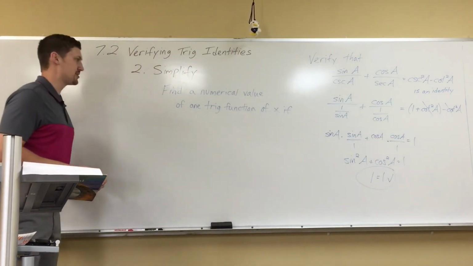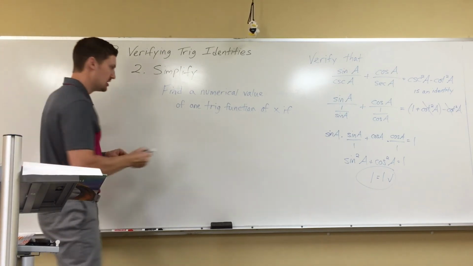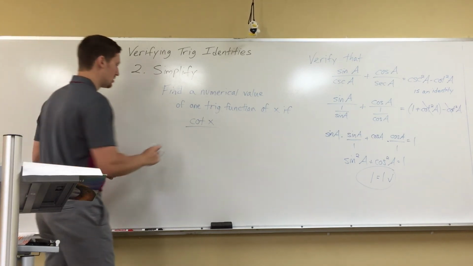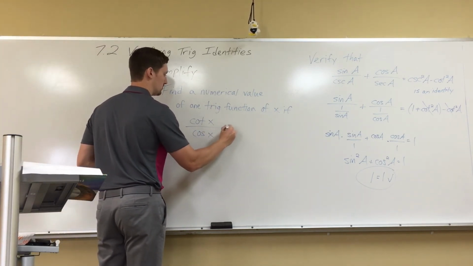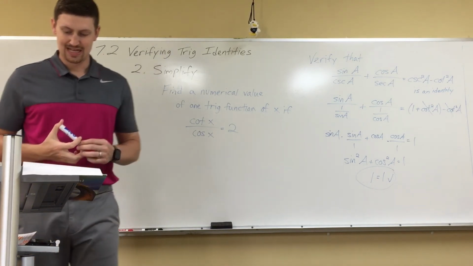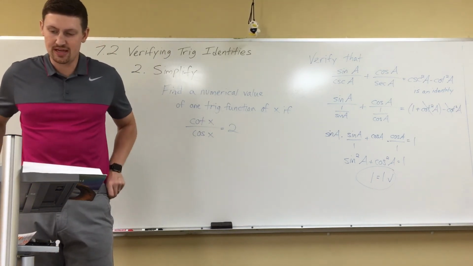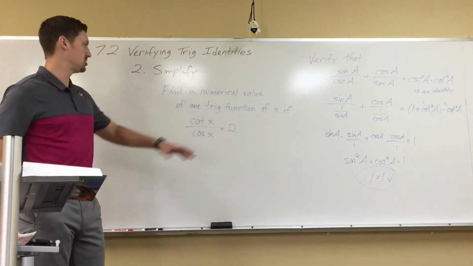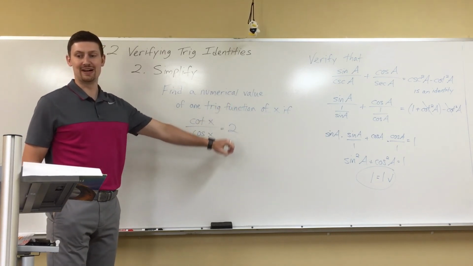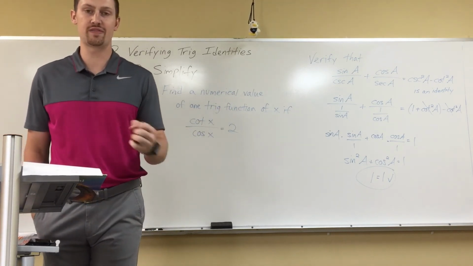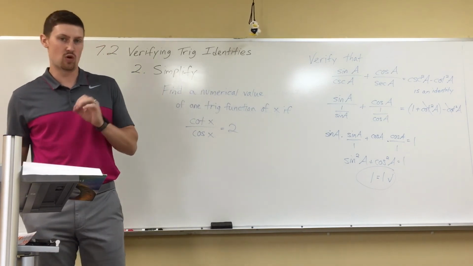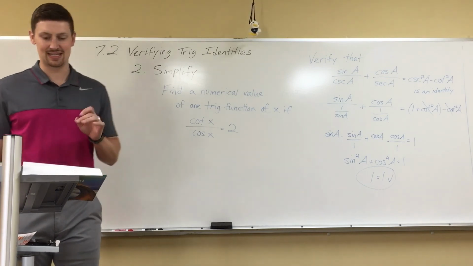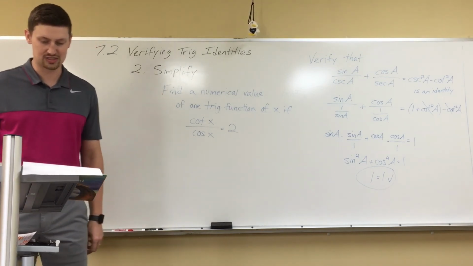Okay. Find a numerical value of one trig function of x if, here's the problem, cotangent of x over cosine of x equals 2. Again, essentially what we're trying to do here is get one trig function that equals the value. In other words, the numeric value is 2, but what is that numerical value of just one trig function? So one trig function equals that number. Once we have one trig function, our work's done in this case. So find a numerical value of one trig function of x if cotangent of x over cosine of x equals 2.